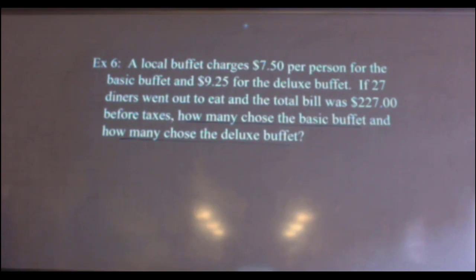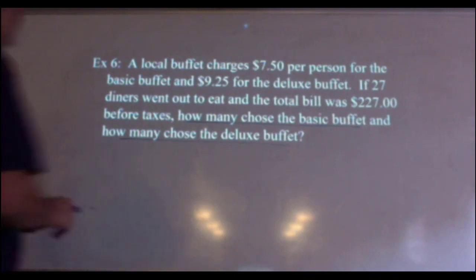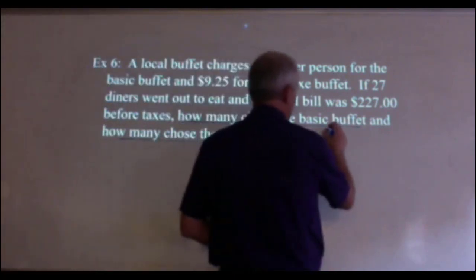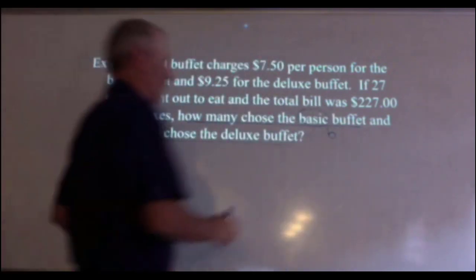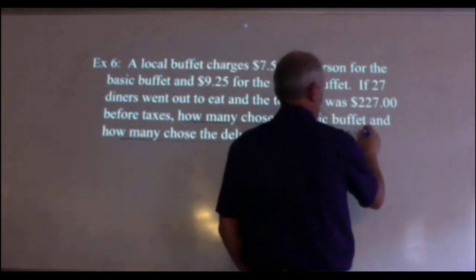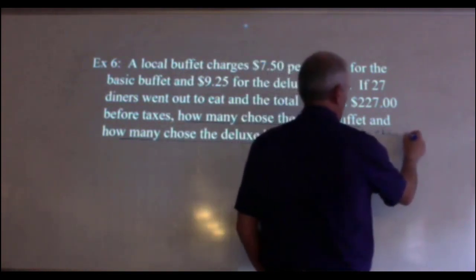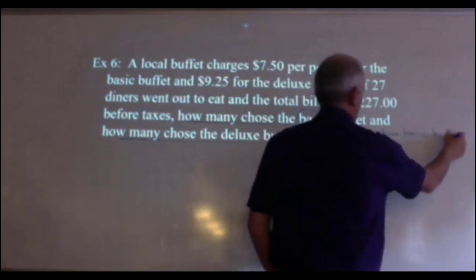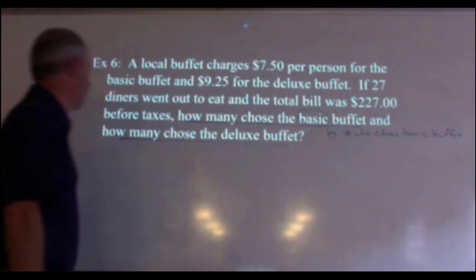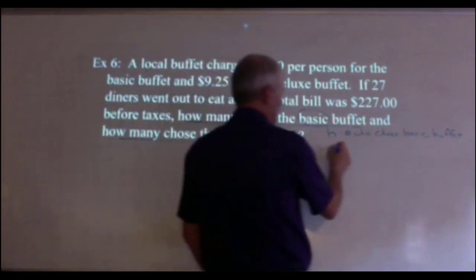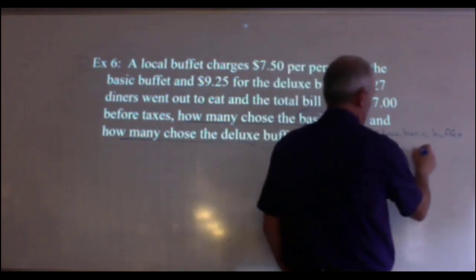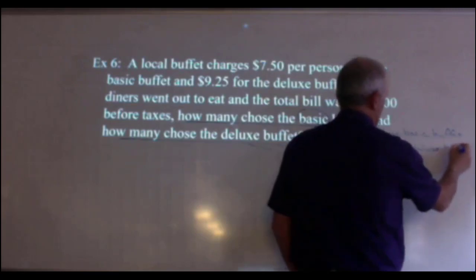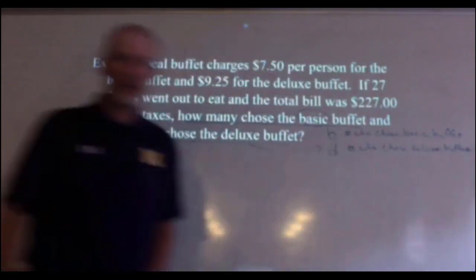That's a really good thing to set up as our two variables, right? Does that make sense? So I'm going to be very creative here, and I'm going to choose B to represent the basic buffet, the number of people who chose the basic buffet. And then I'm going to go over here, and again, I'm going to be very creative, and I'm going to say, let's let D be the number who chose the deluxe buffet.